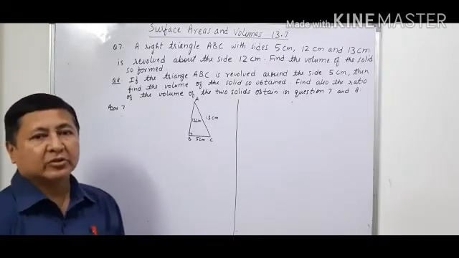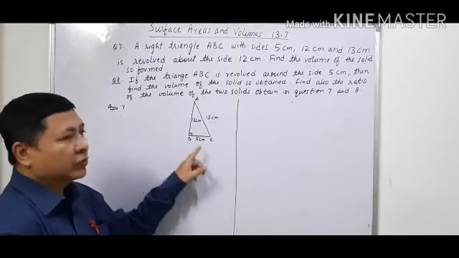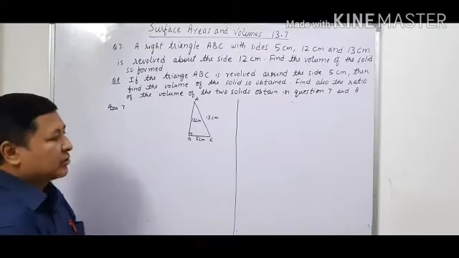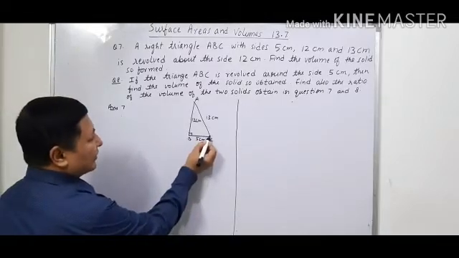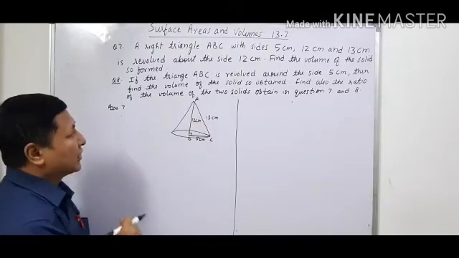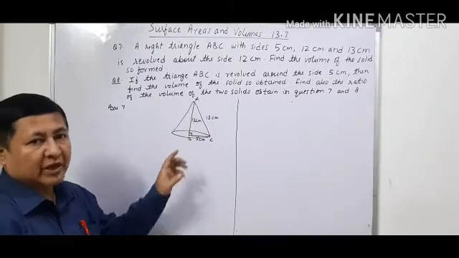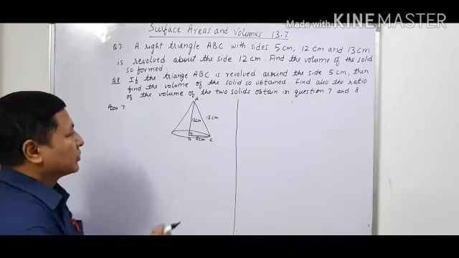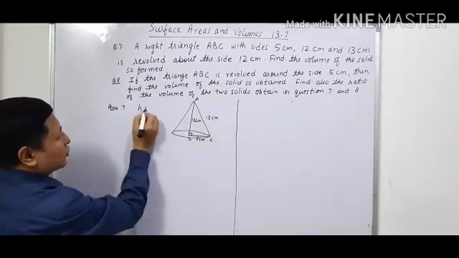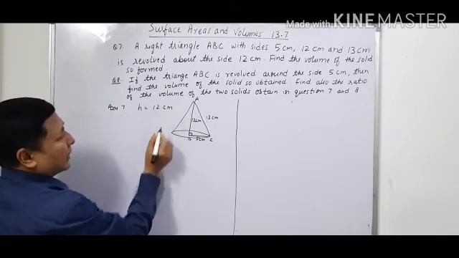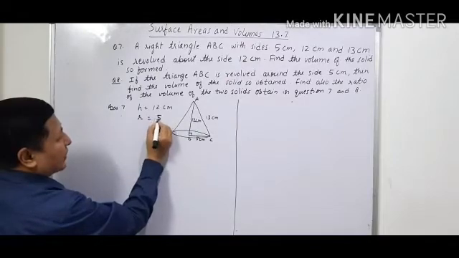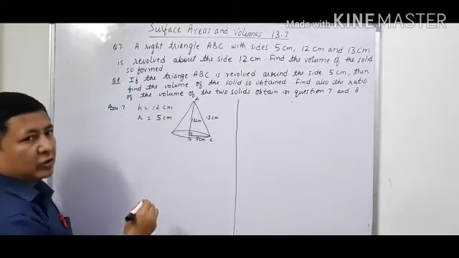As we have seen in the video earlier, if we rotate this triangle, a right angle triangle, very fast, we will find a shape that will be a cone, and this will become like this. So the solid so formed is a cone, so we have to find the volume of the cone. It is revolved around the side 12 centimeters, so the height will become 12 centimeter, and the radius of the base will become 5 centimeter.